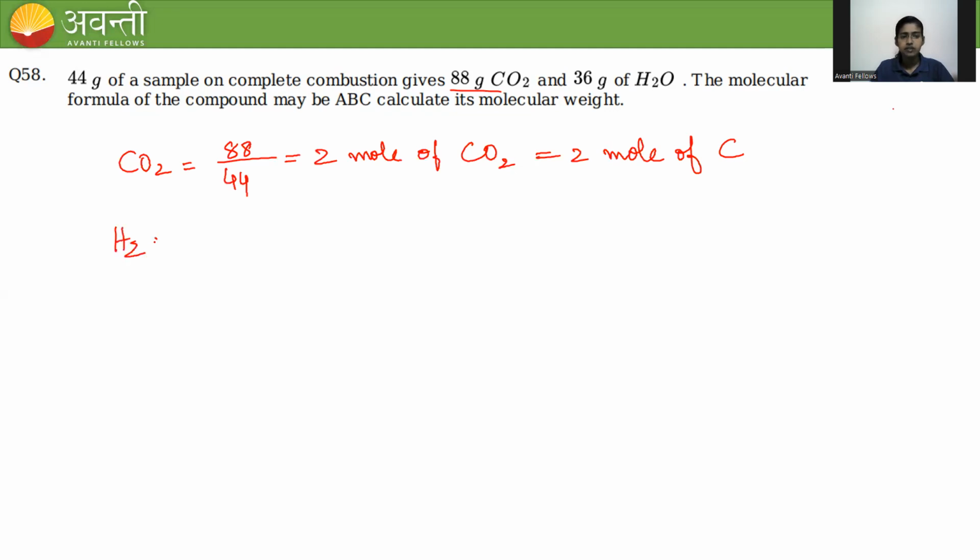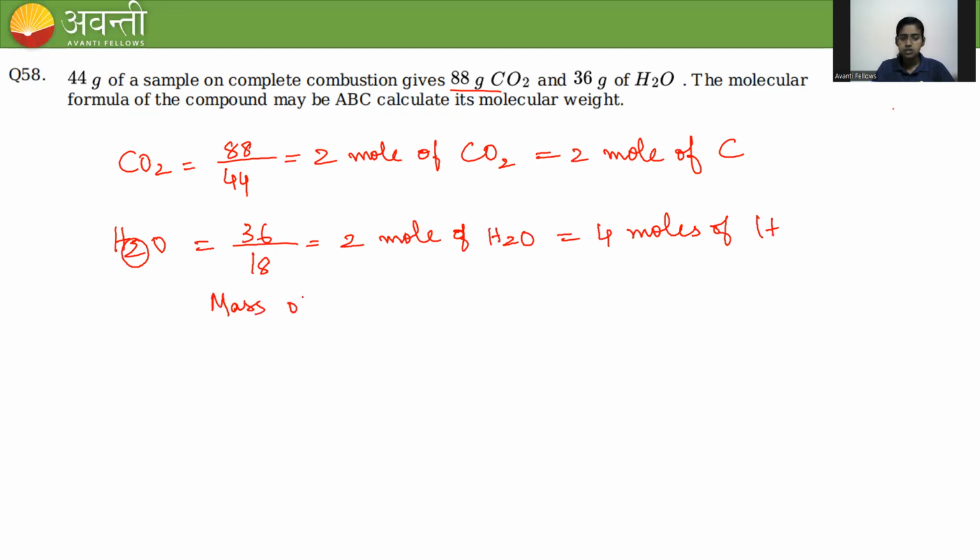And in case of H2O, the mass of H2O is 36 and the molar mass of H2O is 18. So here also we are having 2 moles of H2O, and 2 moles of H2O have 2 atoms of hydrogen each, right? So 4 moles of hydrogen is there.